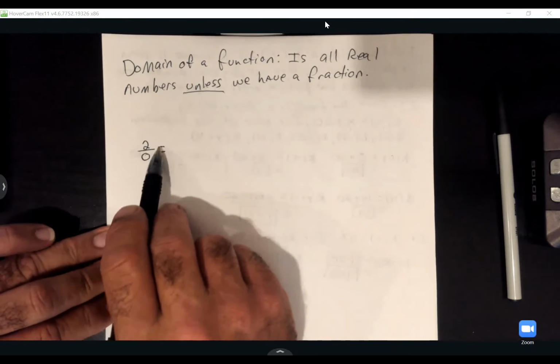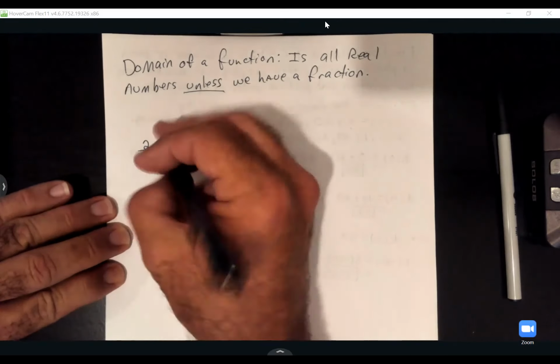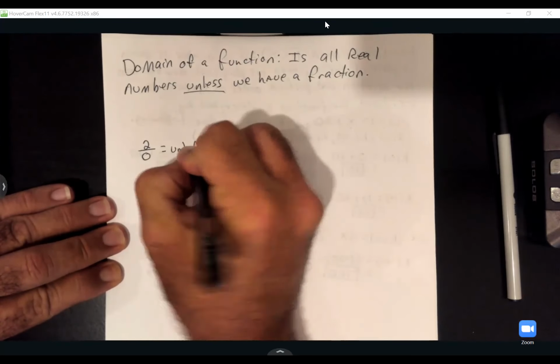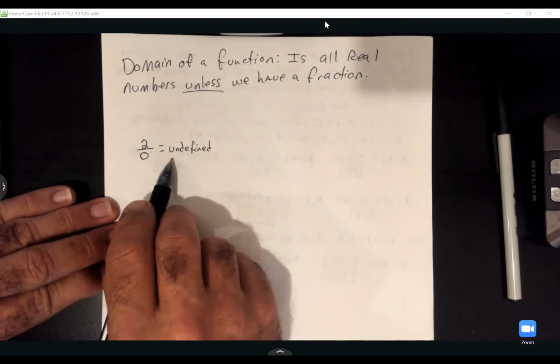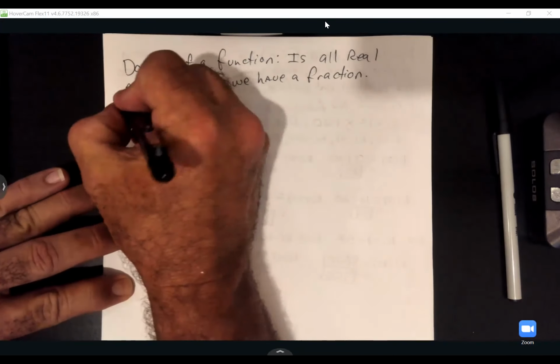Can I do that? Can I divide 2 by 0? No, we cannot divide 2 by 0. That results in what we call undefined. And remember, undefined is not a real number. We can't plot something that's undefined. So that's why the domain of a function is all real numbers unless we have a fraction.